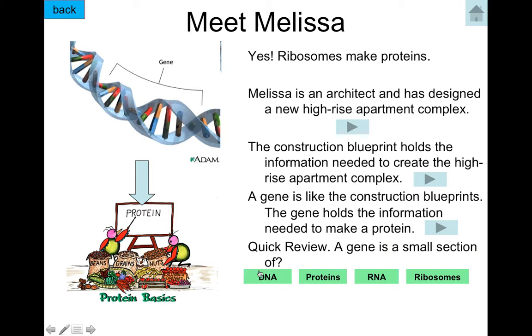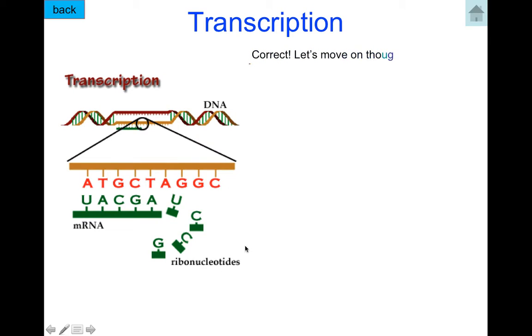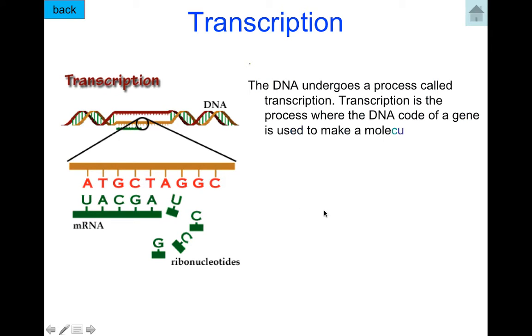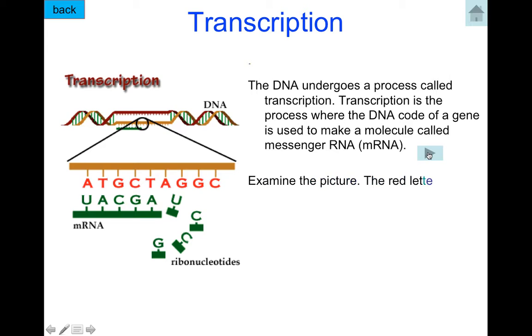A gene is a small section of, and we know that's got to be DNA. So we have to have transcription. Transcription happens in the nucleus. That means we're copying a small section of DNA. Could be a big section. We're copying DNA.